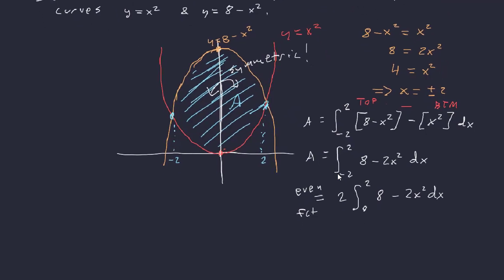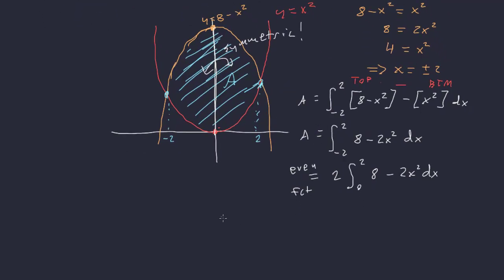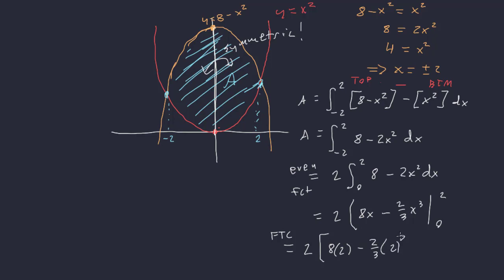All right, so let's give ourselves a little more room here. When we integrate this, I'll leave the 2 outside. We'll have 8x, minus 2/3 x cubed. We're going to evaluate this from 0 to 2. And the nice thing about doing it this way is the 0 just cancels out. So really, by the fundamental theorem of calculus, I'm going to have 2 times 8 times 2 minus 2/3 times 2 cubed.